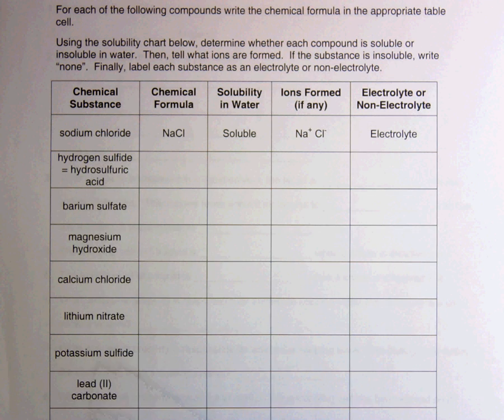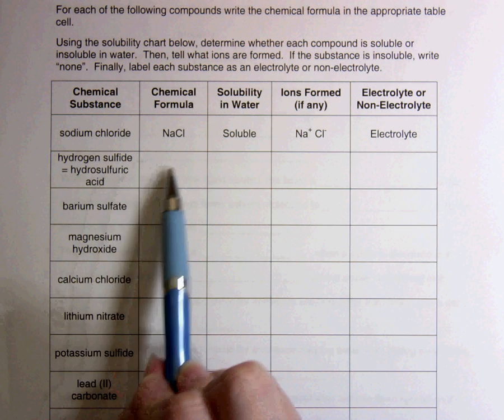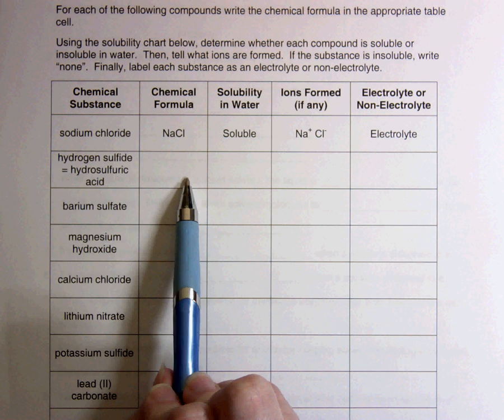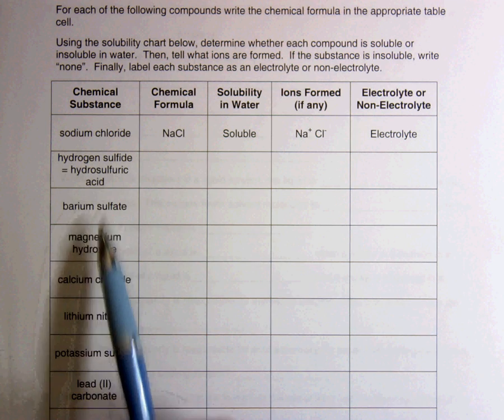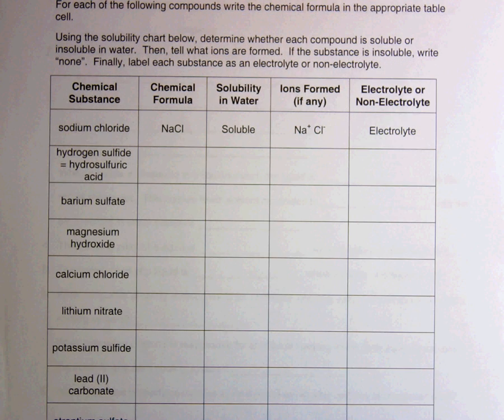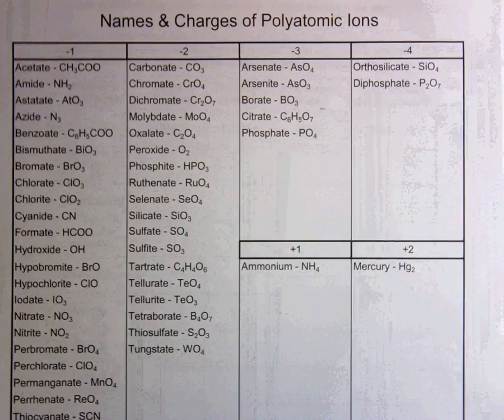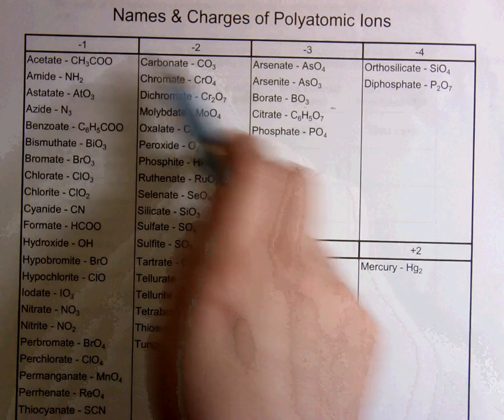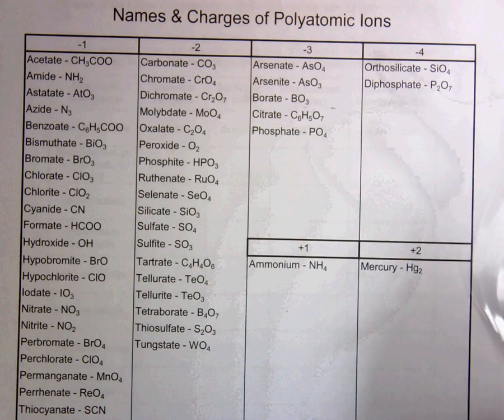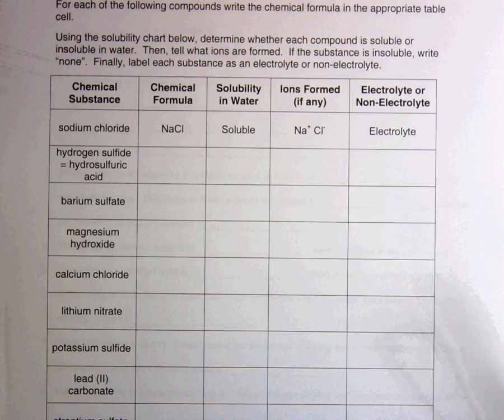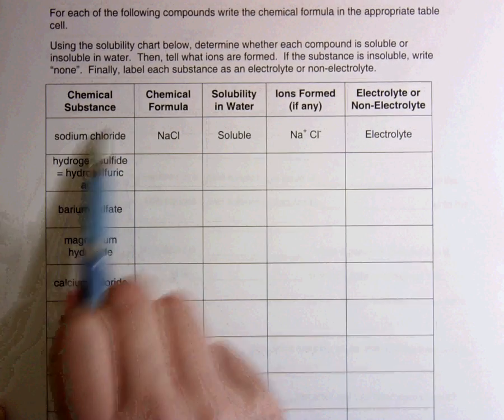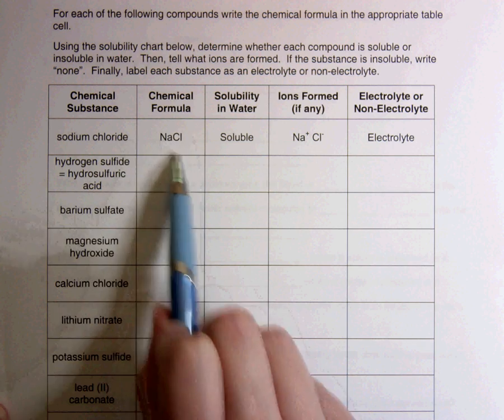So for each of these, do the same thing. Make your compound here, your chemical formula, using the different parts of it you may need to use. For some of these, you're going to need to use your polyatomic ion chart to figure out the charges and the composition of your compound. Figure out the charges, cross them over if need be to make your chemical formula.